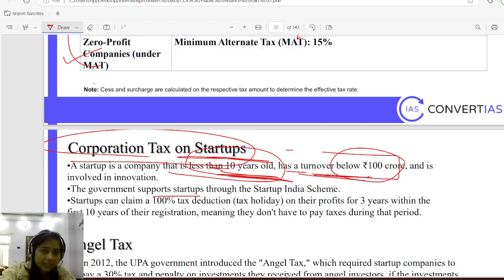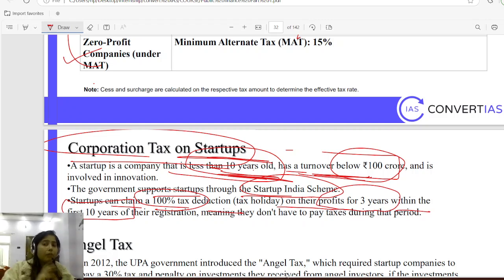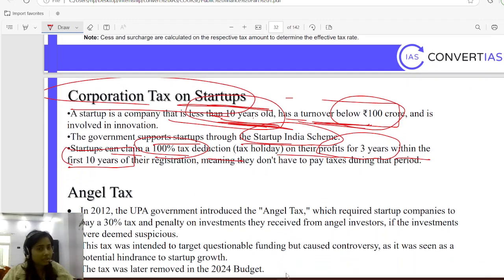The government supports startups through the Startup India scheme. A startup can claim 100% tax deduction, a tax holiday on their profit, for 3 years within the first 10 years. So this incentive is given for 3 years. Like if I have started a startup in 2025, till 2035 I have 3 years in which I can demand 100% tax deduction. Okay, not all 10 years, but for 3 years.